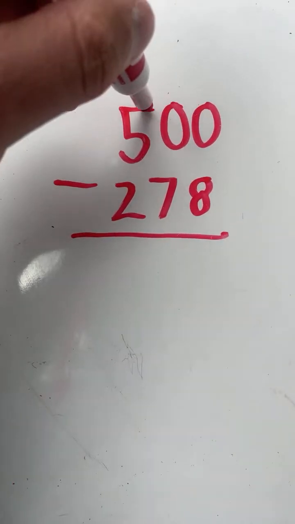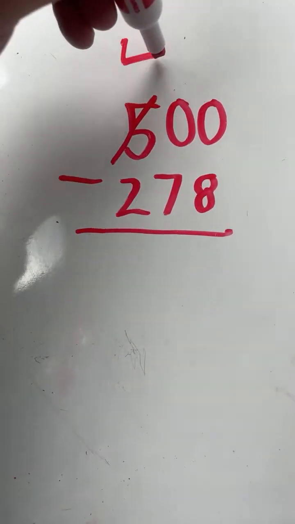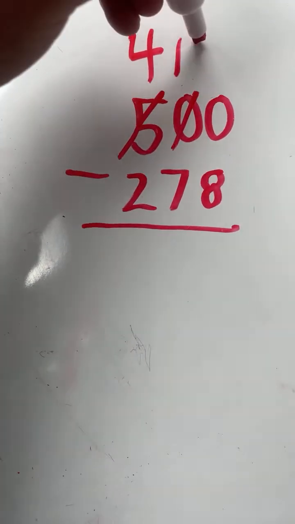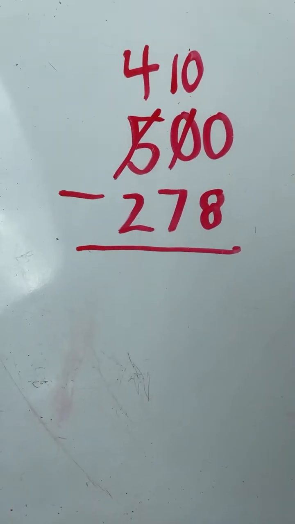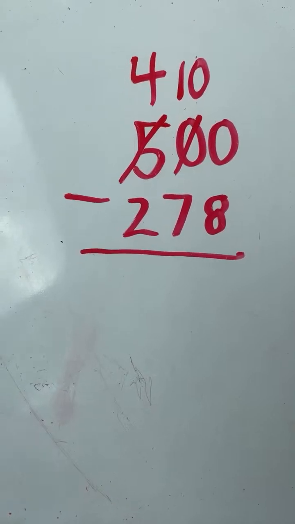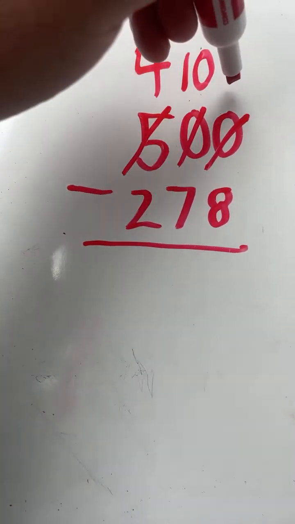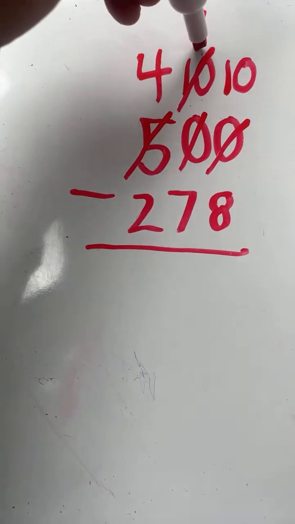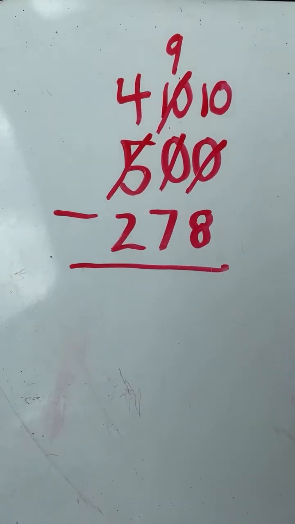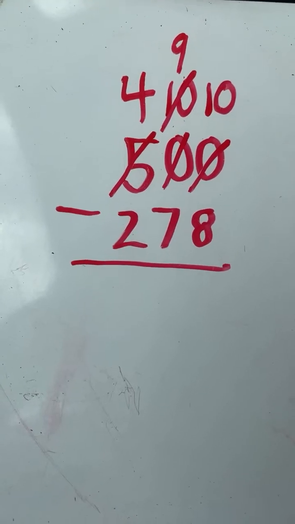So the 5 is going to become a 4, the 0 is going to become a 10. We also need to regroup in the ones place, so that 0 in the ones place becomes a 10, and we have to take away 1 in the tens place, so that 10 is going to become a 9. And now we are ready to subtract.